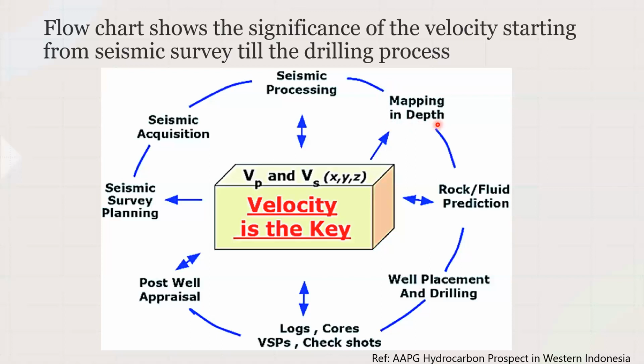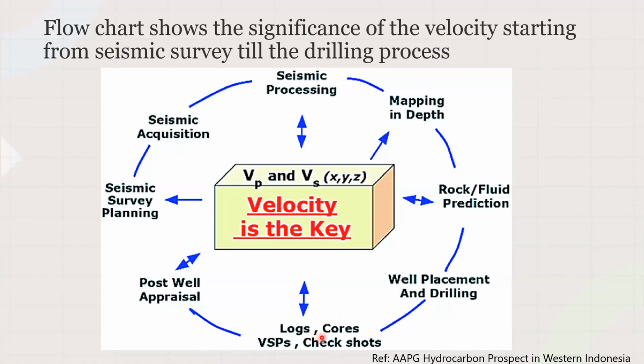Let's say you have found the best prospect and you have the best methods to verify that prospect, but the velocity information was wrong, maybe it's plus minus 10 meters or 20 meters different. When you give the drilling point at the specific point, but the depth of the prospect is not accurate, then probably you will miss out. So that's why I say the velocity is very important. Then rock fluid prediction, like well placement and drilling, that's what I was mentioning right now.